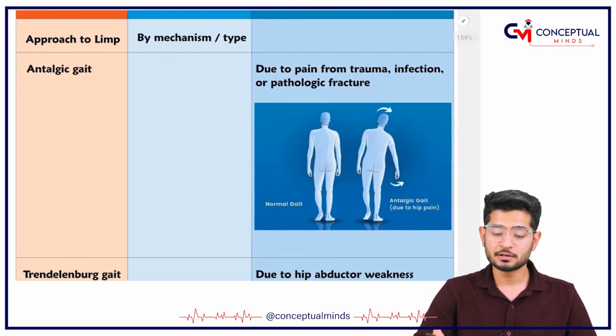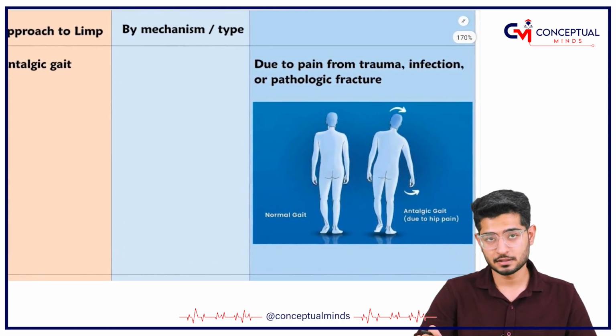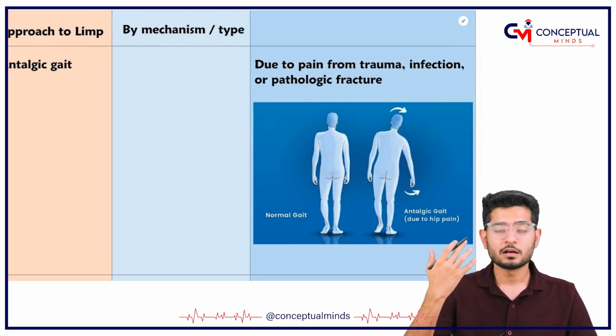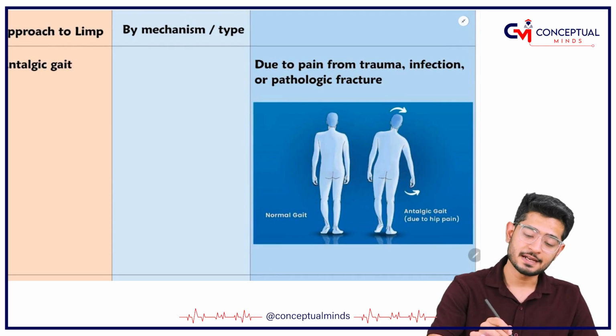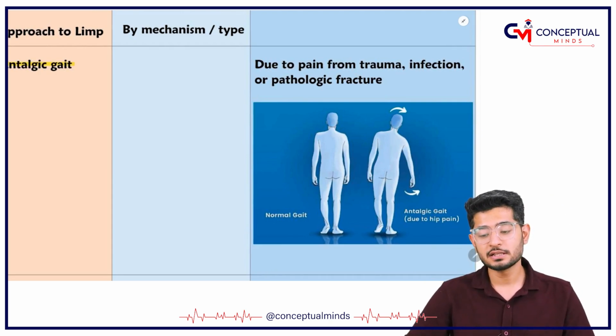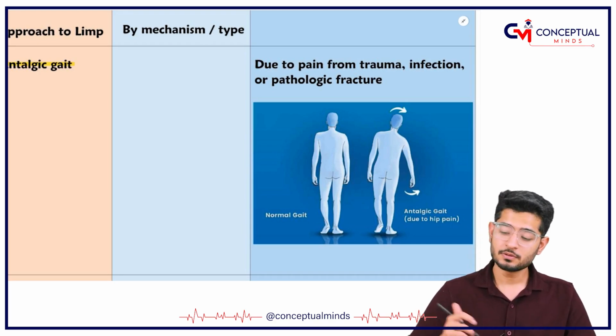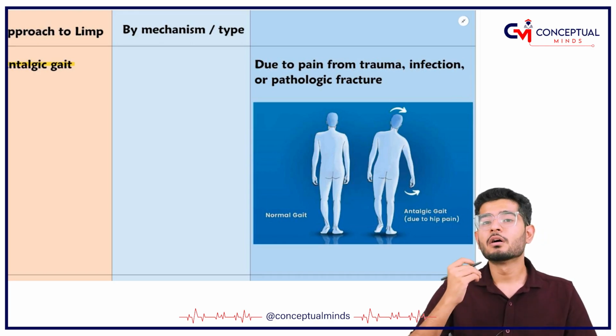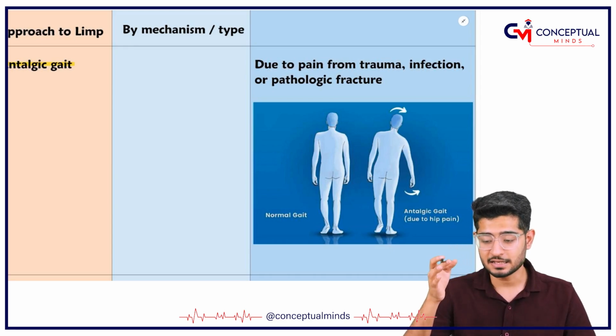Just remember that there are different types of gaits depending upon the limp. Depending upon the condition of the patient, one is called an antalgic gait. Now what do you mean by antalgic gait? Mostly in pathological fractures and infections, the patient tries to avoid putting weight on the affected side, and that is called an antalgic gait.